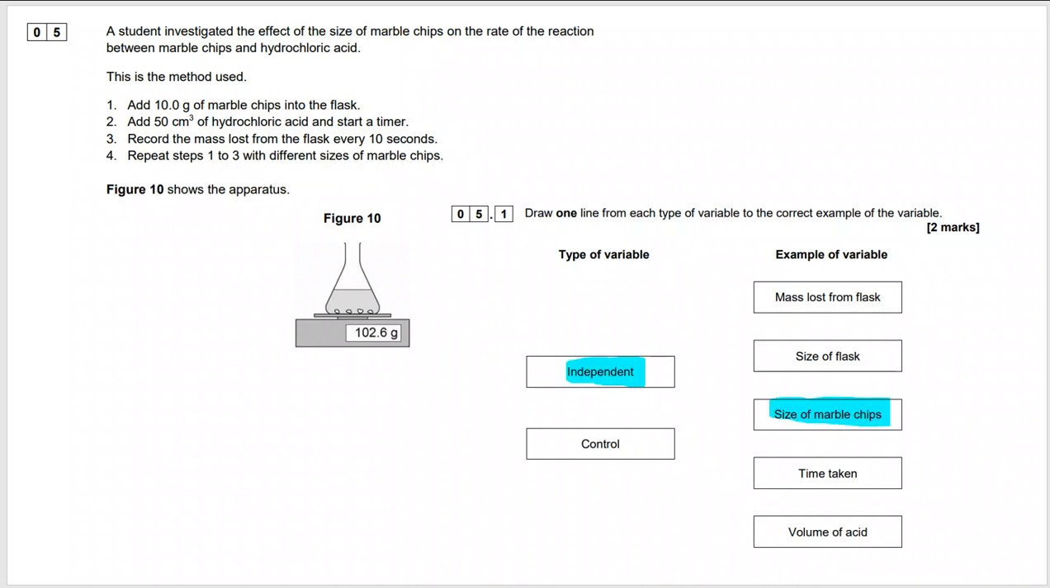So a control variable is something that is kept the same. Now, the mass lost from a flask will not be the same. That is actually the dependent variable. The size of the flask will have no impact, and the time taken isn't a control variable because the time varies. Or we're doing every 10 seconds, but we're seeing different masses after those 10 seconds. So the thing that we are keeping the same, and it's there in the method, is that we are using 50 cm cubed of HCl each time. So the volume of acid.